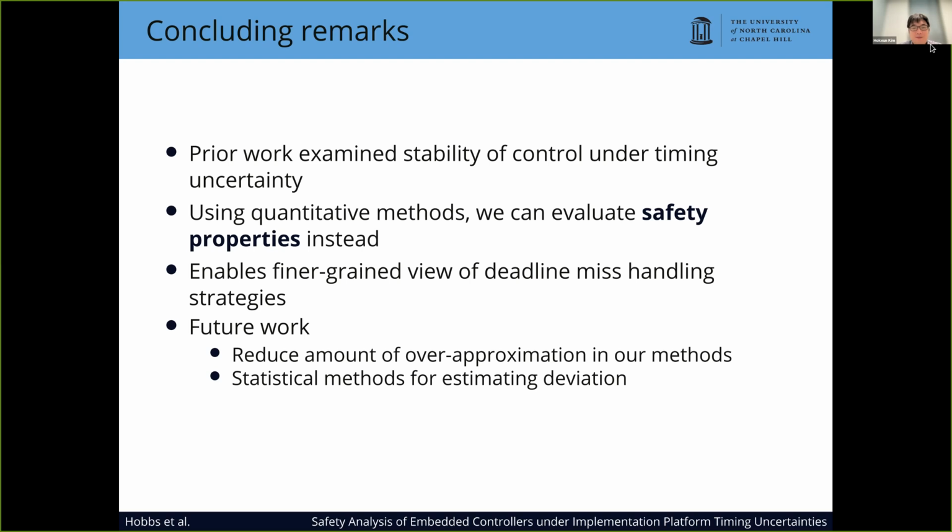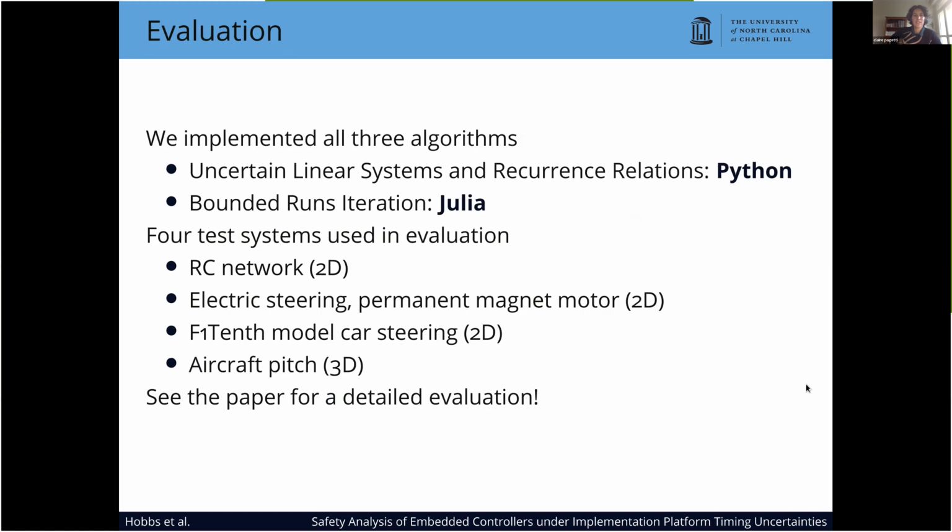Yes, thanks for the presentation. I have a question about the fact that you have implemented a tool. Why didn't you use existing tools that can compute for you this reachability interval? Because there are tools for closed loop systems.